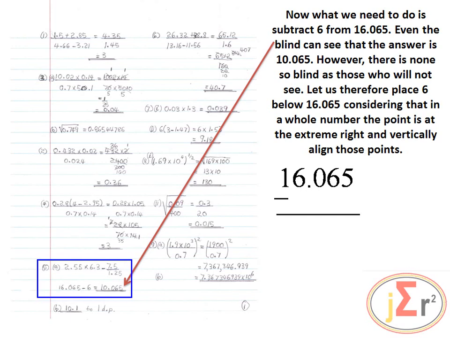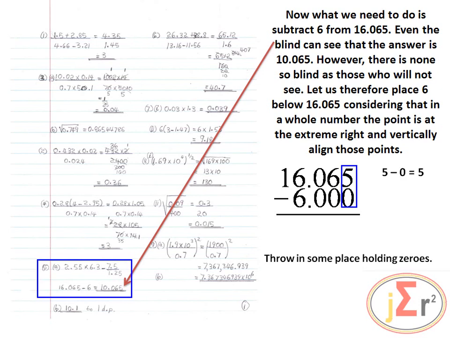Let us therefore place 6 below 16.065, considering that in a whole number the point is at the extreme right, and we will also vertically align the points. So put 6 right there, and the points will be vertically aligned. So the point is at the extreme right in that whole number, which is 6, and it should be vertically aligned with the other. Throw in some placeholding zeros, right, and we do the subtraction process very quickly.